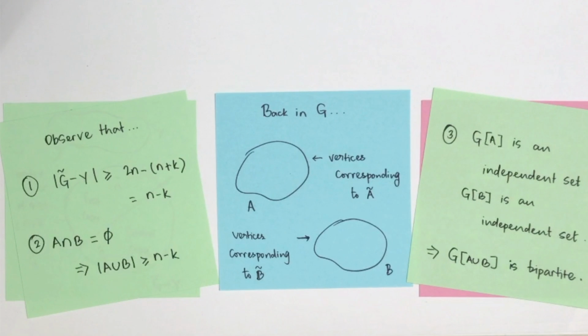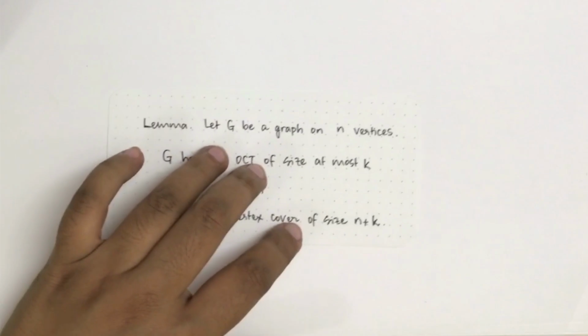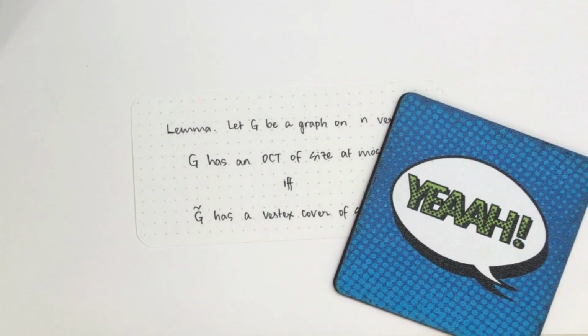Therefore, anything that's not in A union B, if you just look at that subset, so the vertex set of G minus A union B, by definition, that's going to be an OCT, and by this calculation, that's going to be an OCT of size at most k. Therefore, we are also done with the reverse direction, and at this point, we have completed the argument for essentially why OCT admits an algorithm whose running time is 4 to the k.